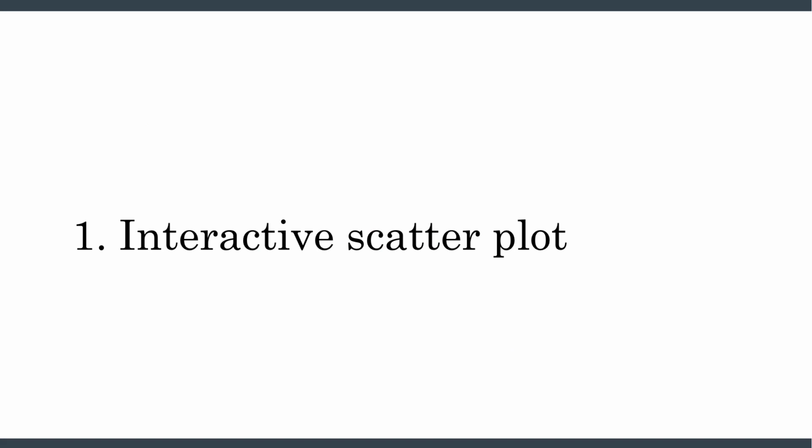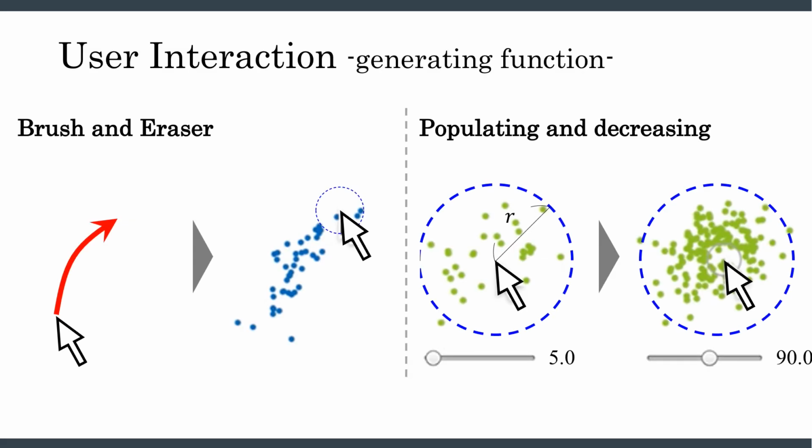First, we briefly explain how users interact with our interface to design 2D datasets on the scatter plot. We support two generating functions, brush and population tools. In brush tool, the user performs a mouse drag operation, red arrow, and the system generates data points, that is blue points. In population tool, the user first selects data points. The user increases or decreases data points by changing the slider value.